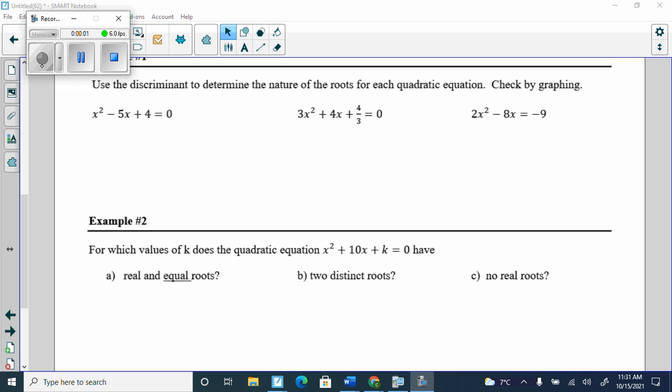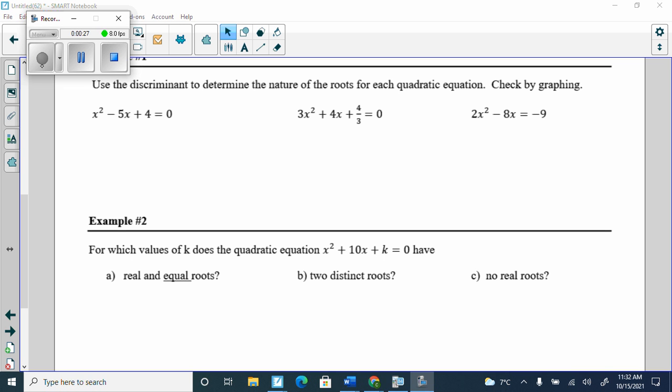Here it says, use the discriminant. What's the discriminant? It's what's under the radical, so it's called the radicand, which you would have learned about last year. Radicand is just the stuff that's under the square root sign of the quadratic formula, right? That's all the discriminant is.